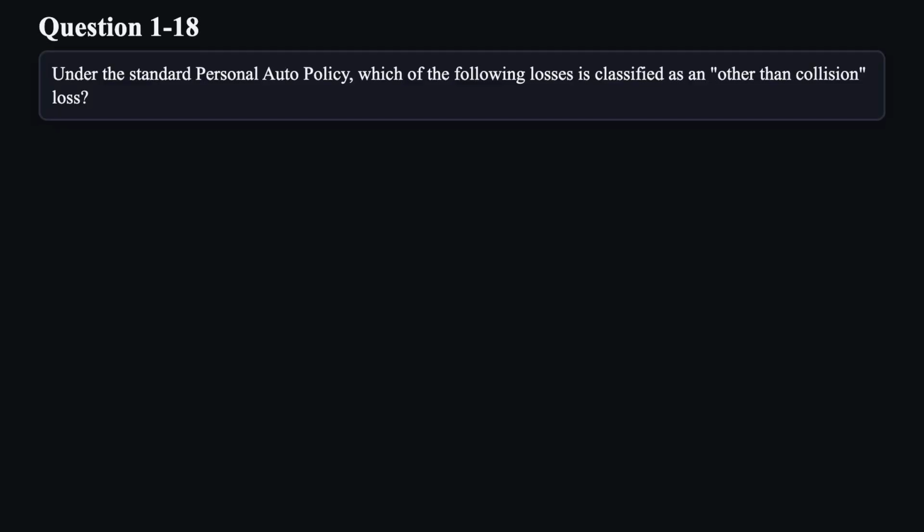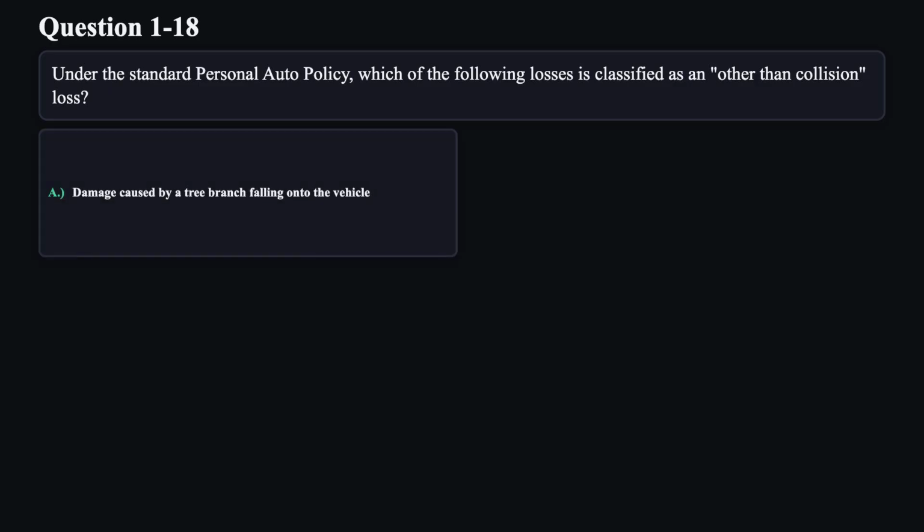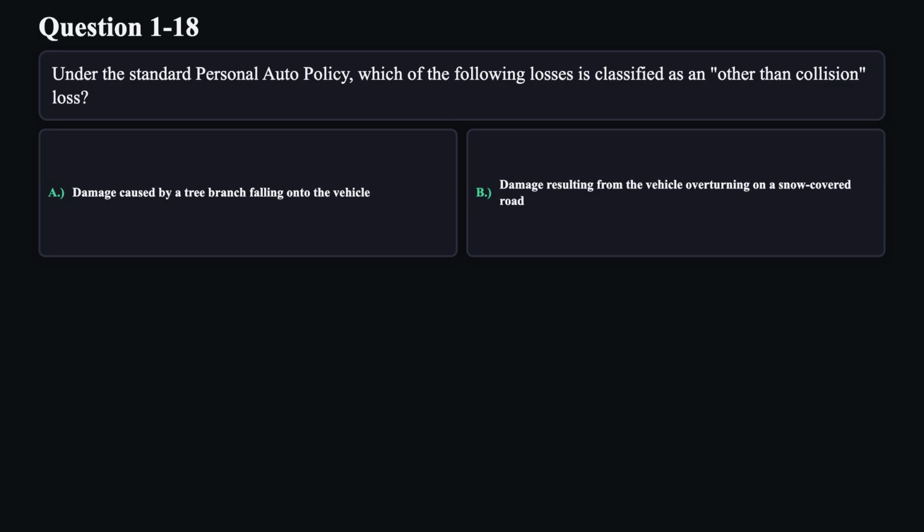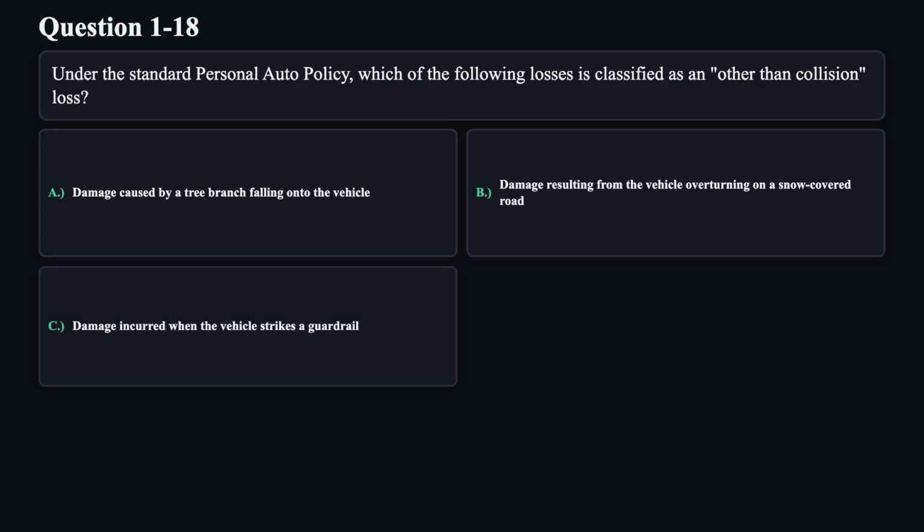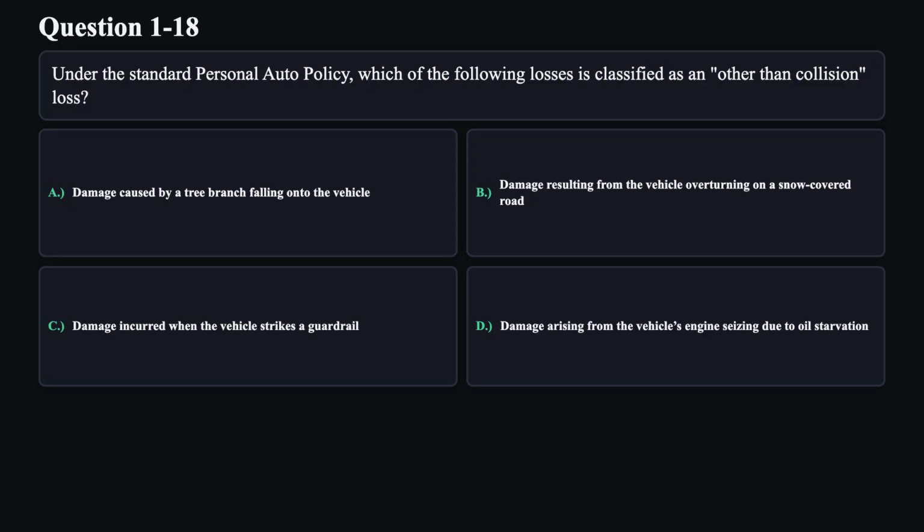Question 18. Under the standard personal auto policy, which of the following losses is classified as an other than collision loss? A. Damage caused by a tree branch falling onto the vehicle. B. Damage resulting from the vehicle overturning on a snow-covered road. C. Damage incurred when the vehicle strikes a guardrail. D. Damage arising from the vehicle's engine seizing due to oil starvation.